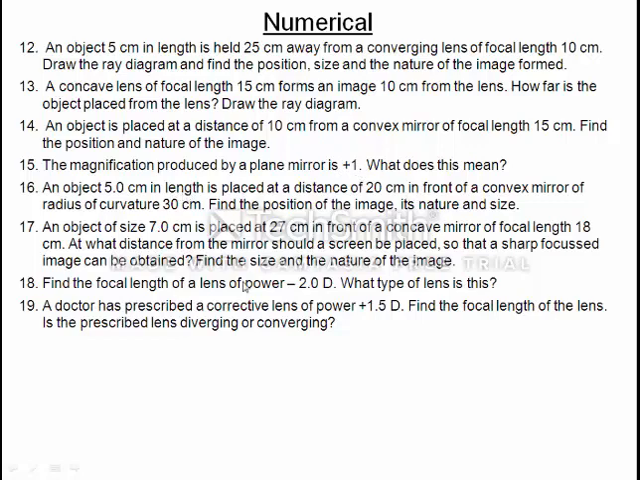So all these numericals are very easy, but they are very important, because the most important part of these numericals is the sign convention. If you write the sign convention properly, then your answer will be proper. If somewhere you write plus in place of minus, then your whole problem will be wrong.